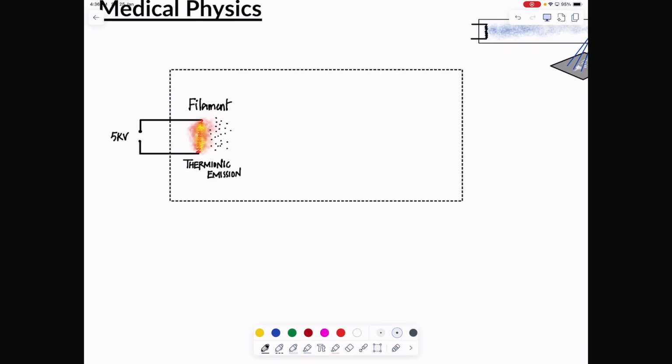Remember that in the photoelectric effect, the electrons did not have the same energy because they came from different places. Here the same thing is happening. The electrons that are coming out are not actually at the same speed. But having the same speed is very important for us.